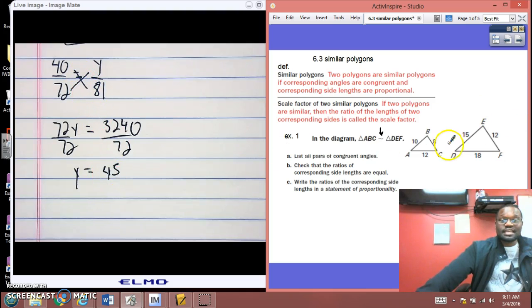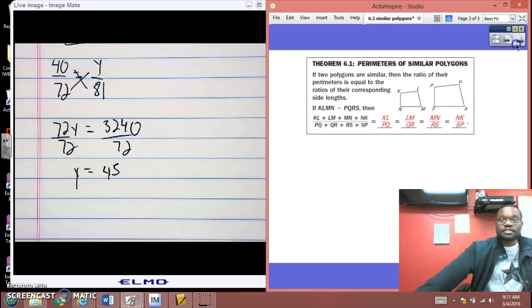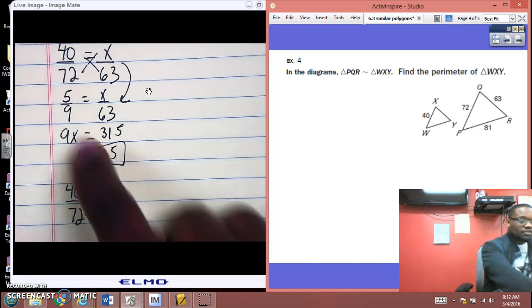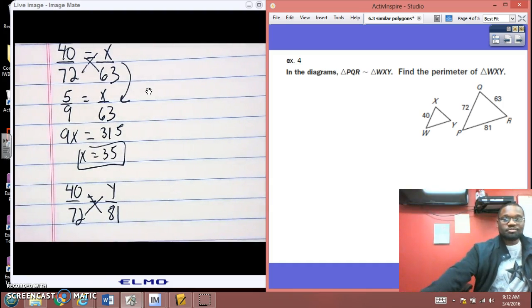In this case, the scale factor of this last problem that we worked is going to be that reduced 5 over 9. Because each side is going to be 5 over 9 when you reduce it. 40 over 72 is 5/9. 35 over 63 would be 5/9. And 45 over 81 will give you 5/9. And so that will be the scale factor.